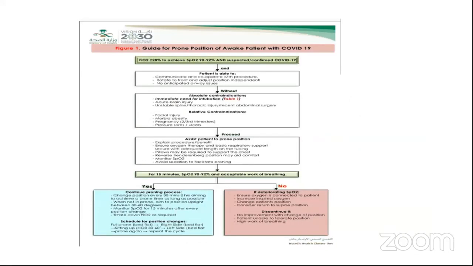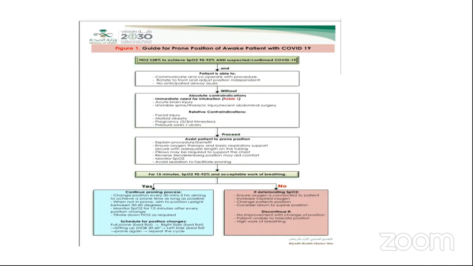This is our protocol in King Saud Medical City, and we applied it for the whole cluster. This is how to apply awake proning in a patient with COVID-19. It's different from the prone position for intubated, ventilated patients. We'll discuss that later. Here, the duration is usually from 30 minutes to 2 hours. Then you can check his response regarding his respiratory rate and oxygen saturation.